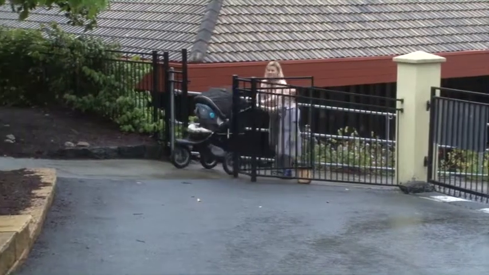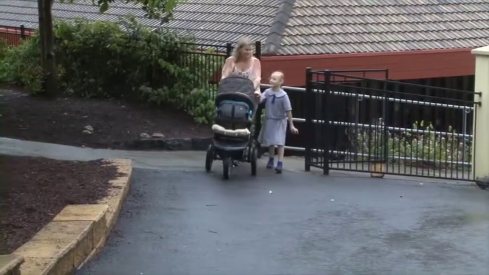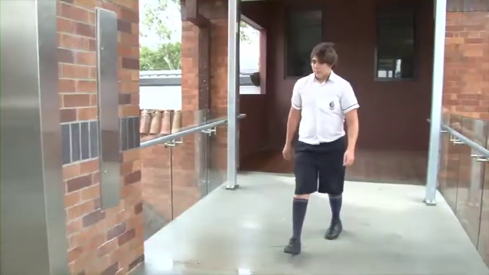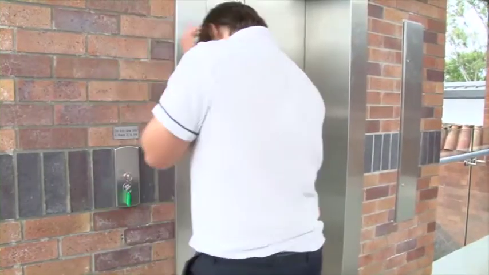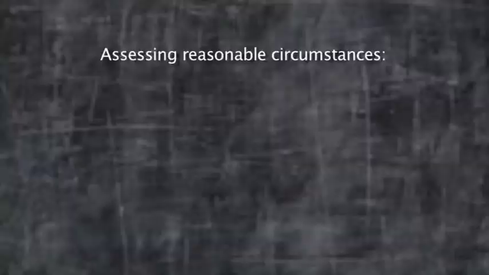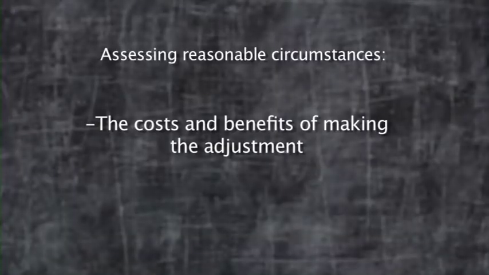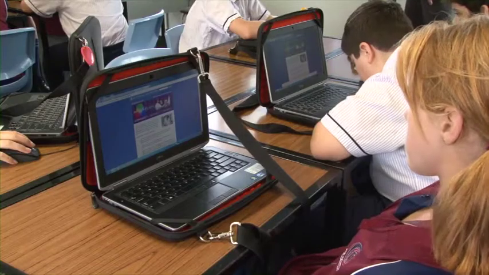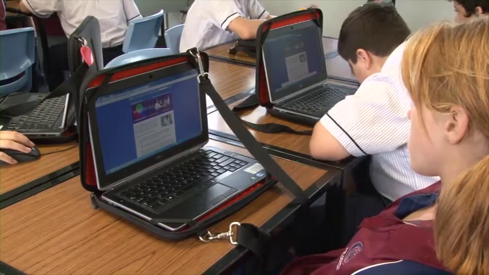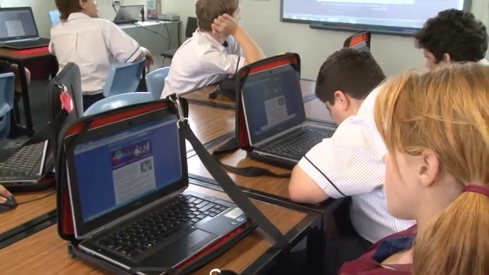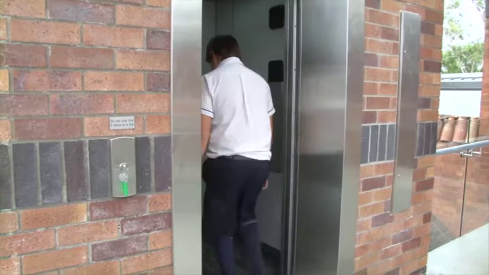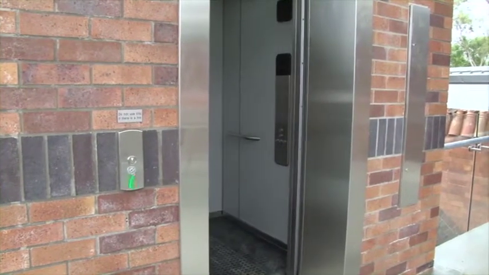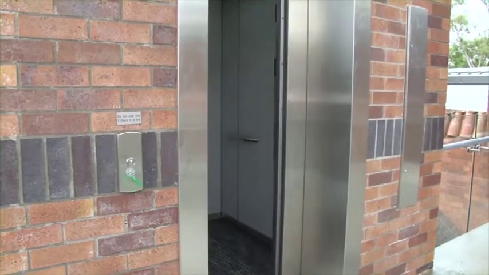Will making the adjustment have an effect on others in the school community? For example, how does installing a lift in a school building affect others? Considerations include the financial and social costs and any flow-on practical benefits for the school community. Would the installation of a lift benefit any other members of the school community?